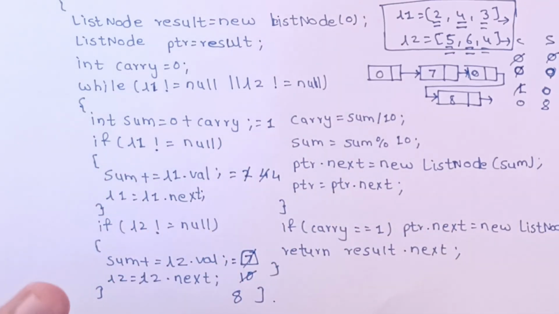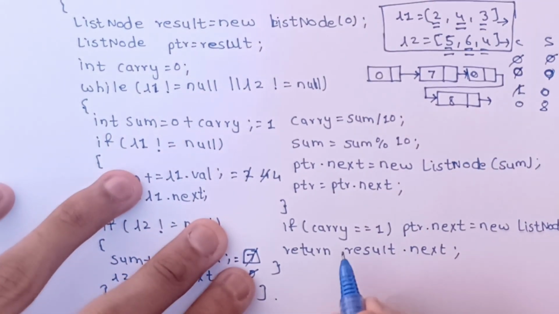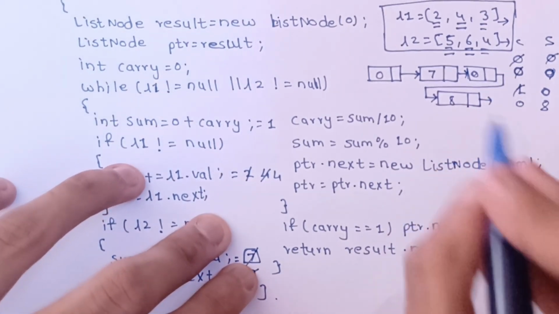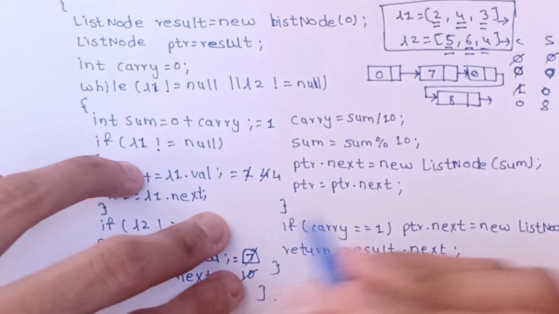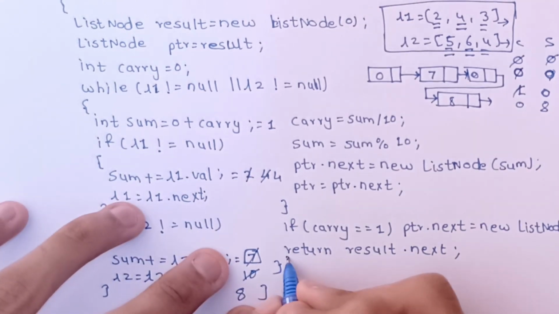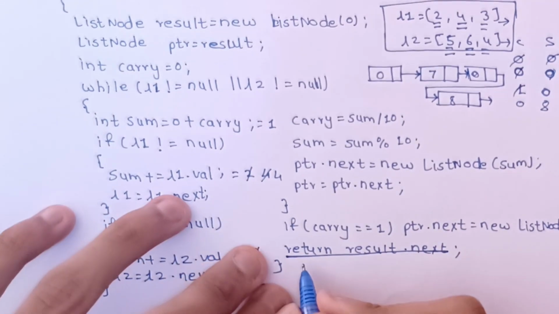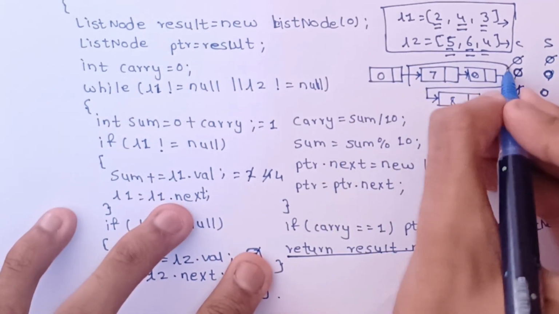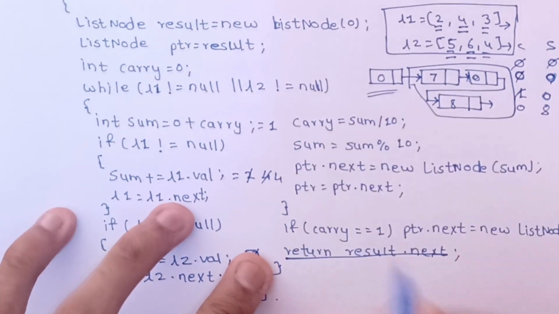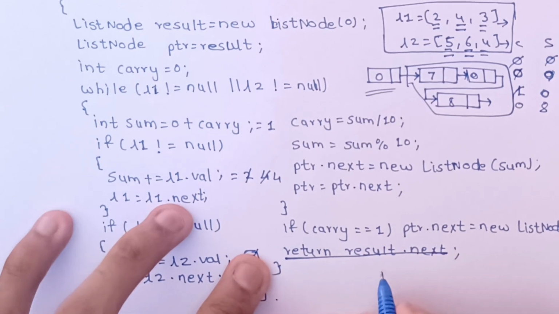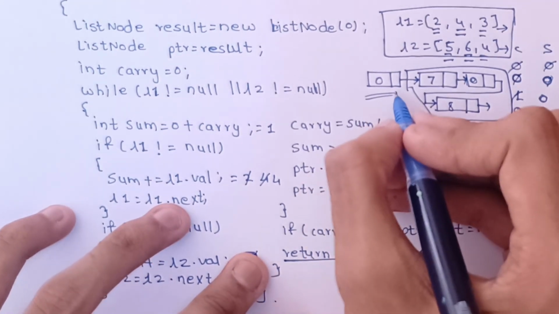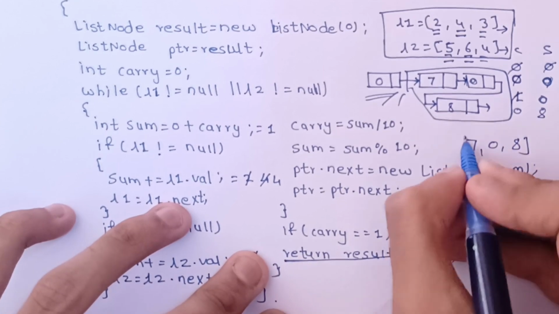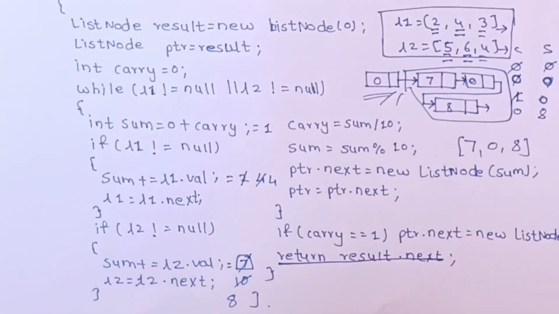Now again we have to put the condition: if any carry remains 1, then we have to create one new node and put that 1 into that new node. And we have to simply return this value. Here is one point: we are returning result dot next, meaning only this part, not including 0. So we cancel this out and we return 7, 0 and 8. And you will see that the output is also 708.